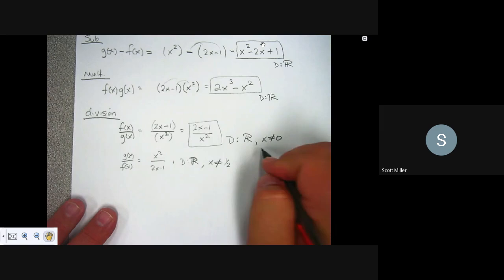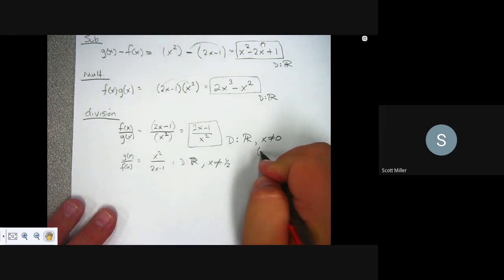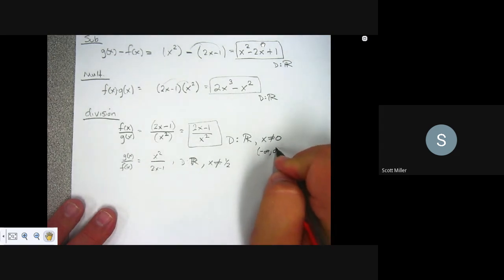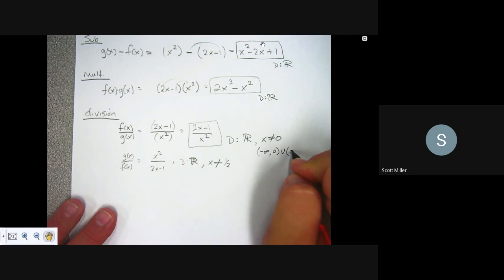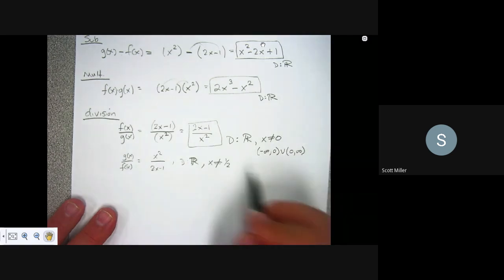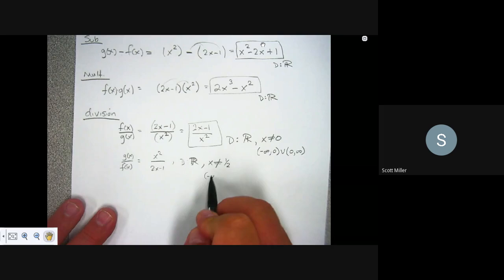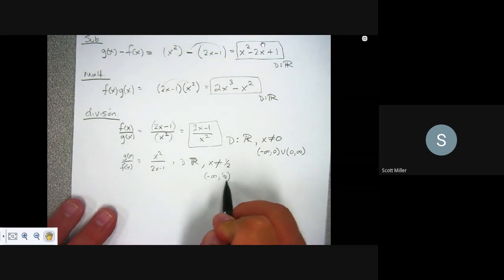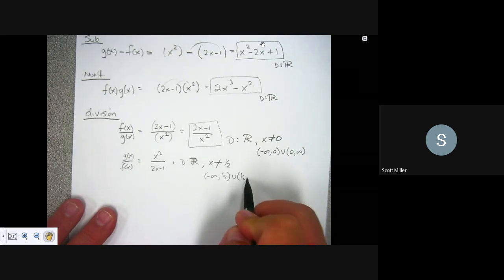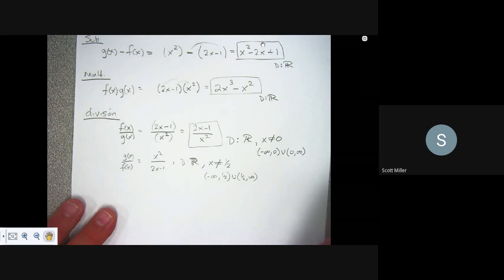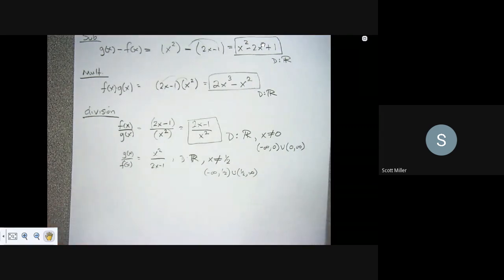In interval notation, I forgot to write interval notation. This would be negative infinity to 0 joined with 0 to positive infinity. And this one down here would be negative infinity to 1/2 joined with 1/2 to positive infinity. So that's how you eliminate just one value. This is interval notation. Either one of these phrases is fine for me in this class.